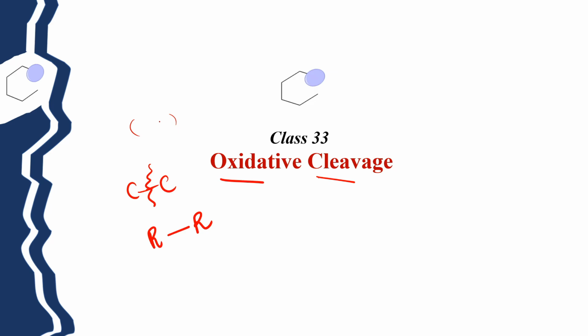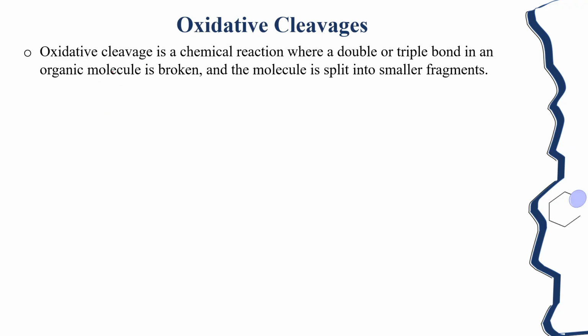But before that we have to learn the definition of oxidative cleavage. So the oxidative cleavage is a chemical reaction where a double or triple bond in an organic molecule is broken and the molecule is split into smaller fragments. That means we are just splitting that carbon-carbon bond by using an oxidative pathway.